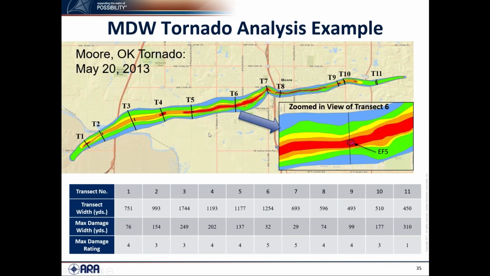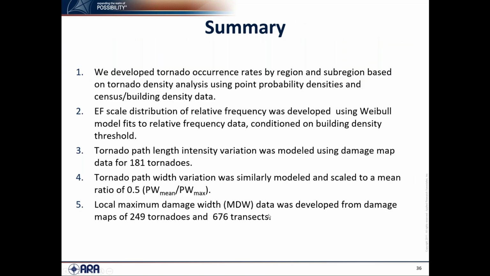And so we also did this kind of maximum damage width analysis. Here is how this was done in the Moore tornado, when we had an awful lot of data at each of these various transect numbers. What was the width of each of these different zones, and also what was the width of the maximum damage width? That's going to be helpful to get us into our radius of maximum wind.